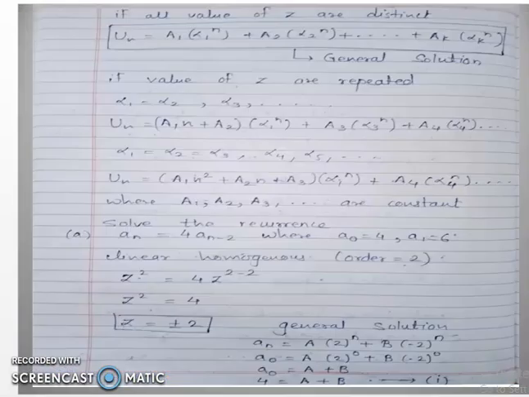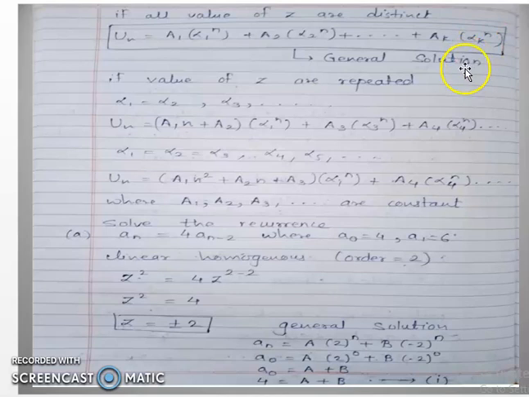Then if all these roots, that is alpha 1, alpha 2, alpha 3, are distinct, meaning different values, for example alpha 1 is 1 and alpha 2 is equal to 2, meaning all values of roots are different, then we use this formula to find the general solution of the given recurrence relation equation. That is, un is equal to a1 into alpha 1, the first root, raised to the power n, plus a2 into alpha 2, the second root, raised to the power n, plus and so on, up to ak into alpha k, the last root, raised to the power n.